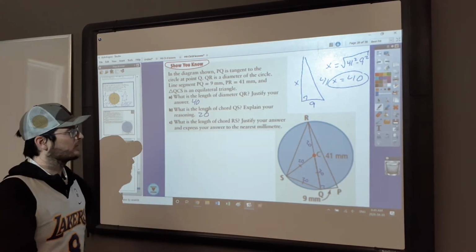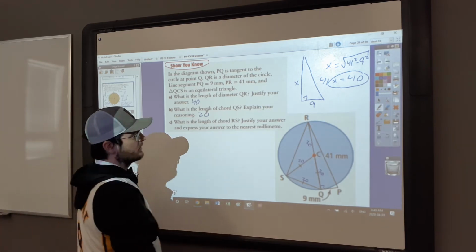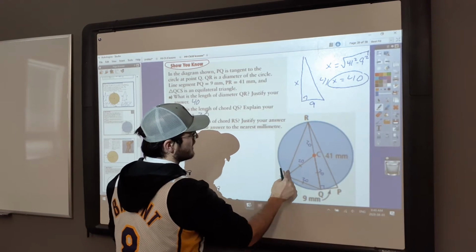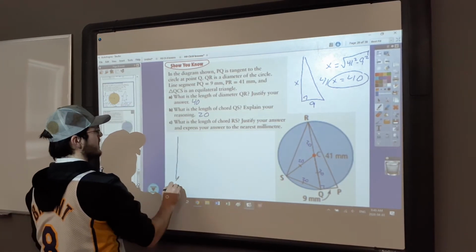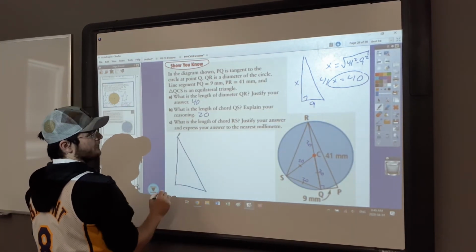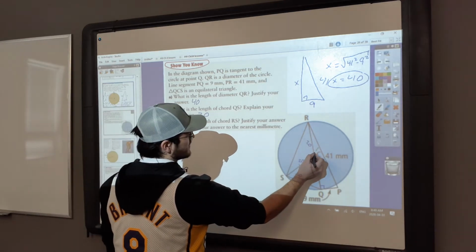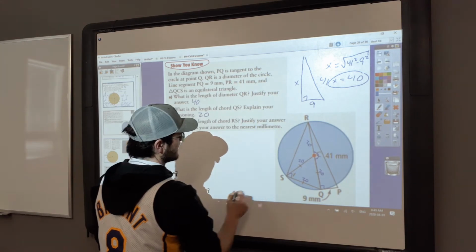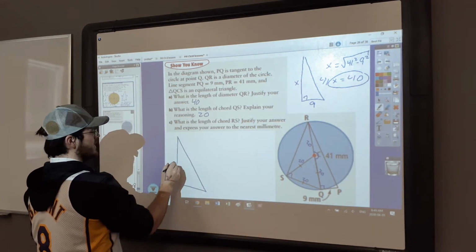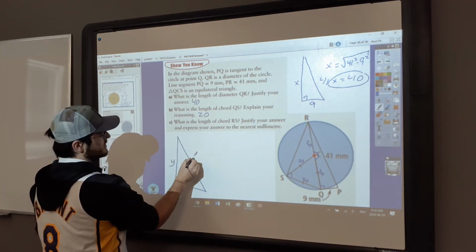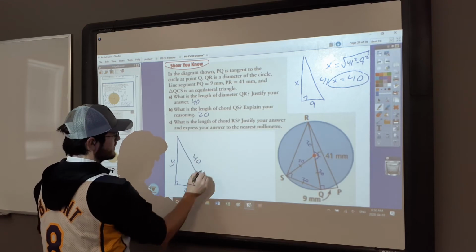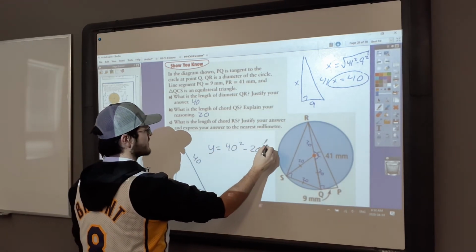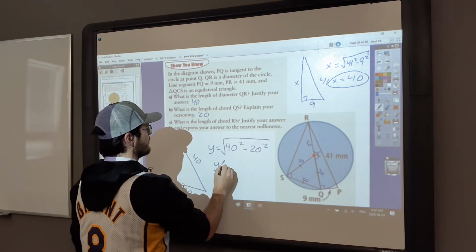What is the length of chord RS? So that's this distance. Again, we can create another right angle triangle off of that, because we know, just like in the last example, that's 180, which means that has to be 90. So that's going to be my 90. This is what I'm looking for. This is 40, and this is 20. So I can solve for y by doing 40 squared minus 20 squared, taking the square root of that.